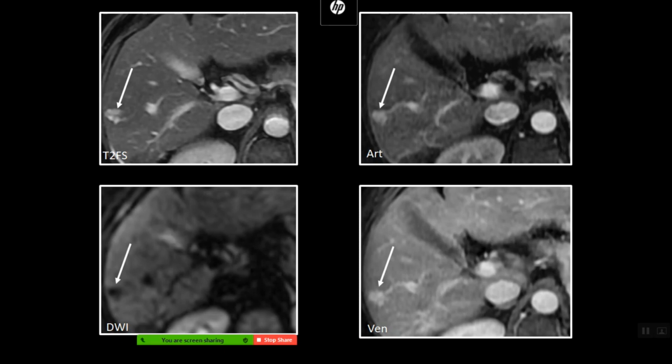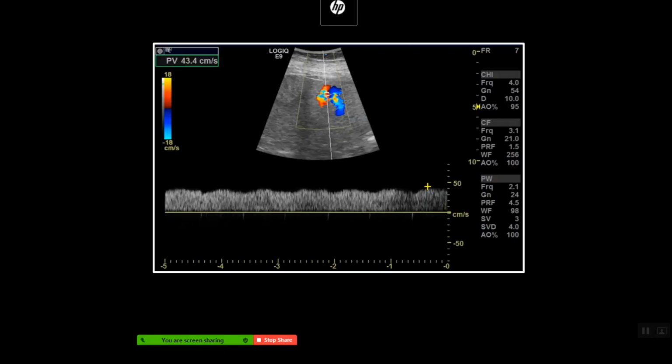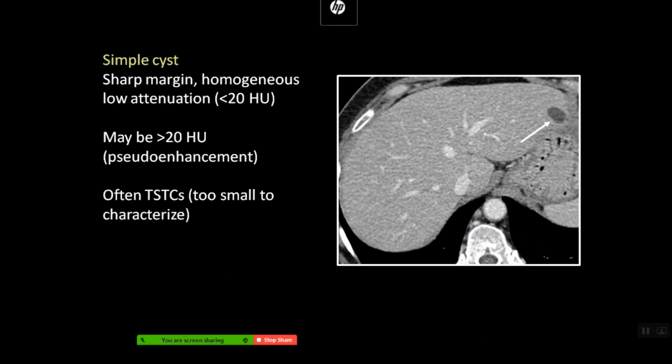Generally, intrinsic shunts don't happen in adults, right? But this is another thing you have to take care of when you look at a lesion. So this was the Doppler of that lesion, and this was a shunt.